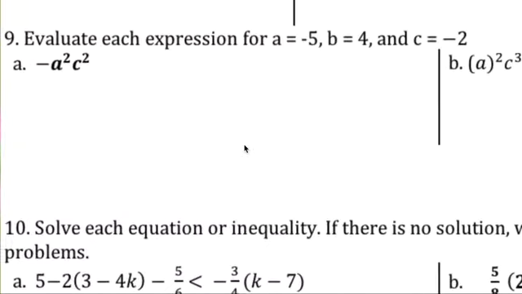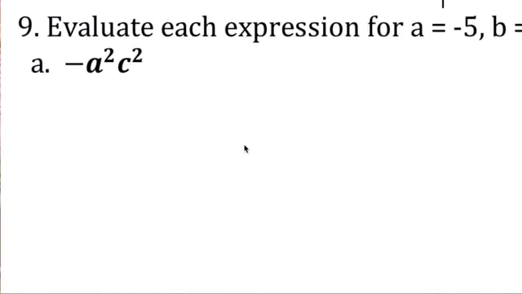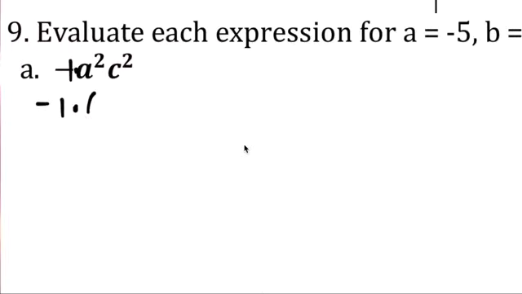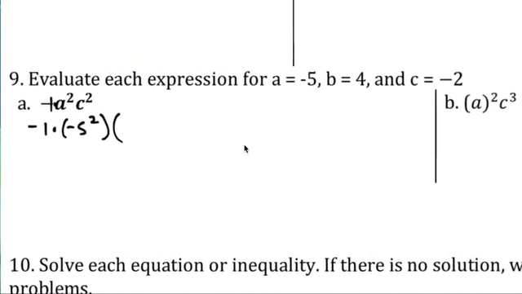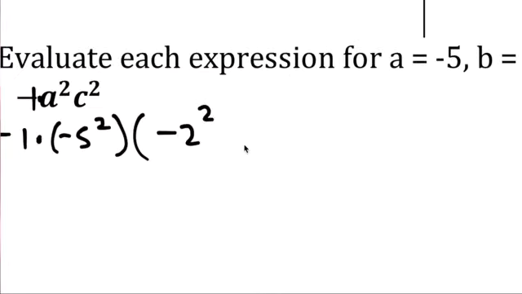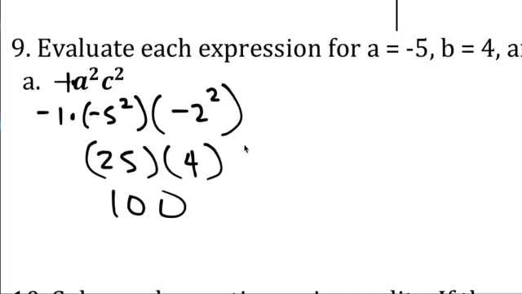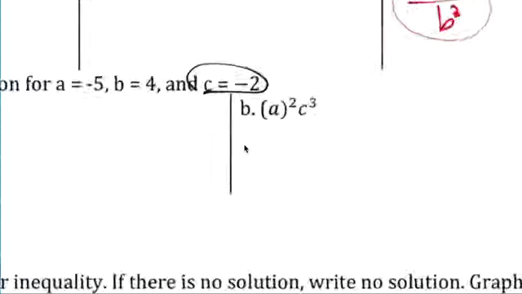Okay, here, be careful. This is a negative 1. Put the invisible 1 there. So negative 1 times a. A is negative 5 to the second power times c. C is negative 2 to the also second power. So negative 5 times negative 5 is 25. Negative 2 times negative 2 is 4. Multiply that, that is 100. Times that by a negative 1, you get negative 100. Okay, that's what you do there.